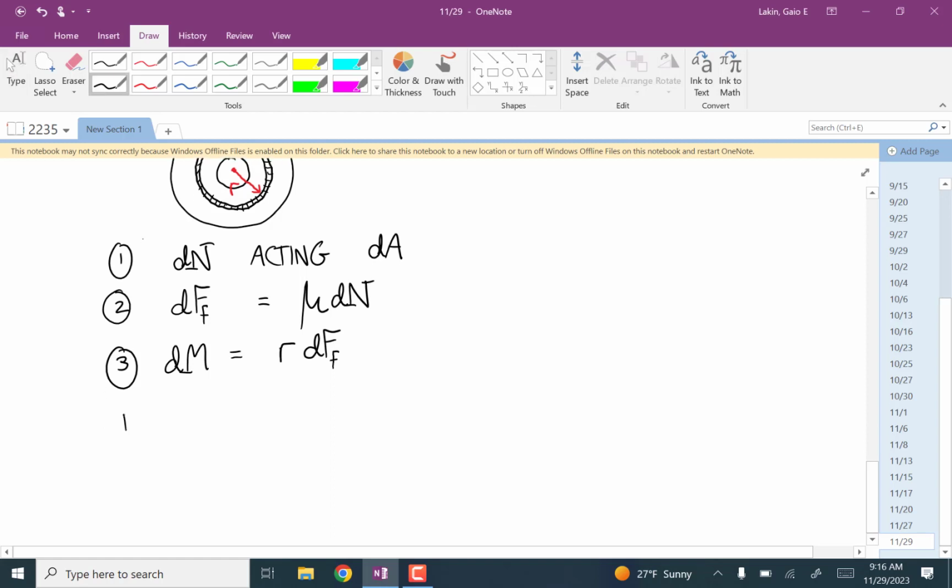And then the last thing is the total couple, which is the integral from the macroscopic inner radius of that tube to the macroscopic outer radius of that tube, and we're just integrating these expressions for the couple. Okay, if the tube is solid, this is just equal to 0.